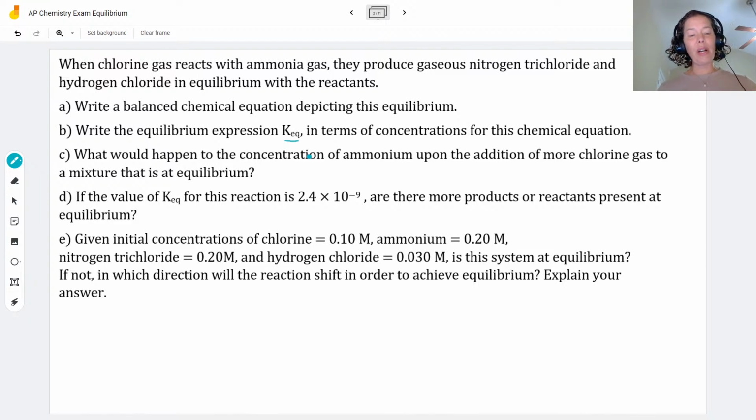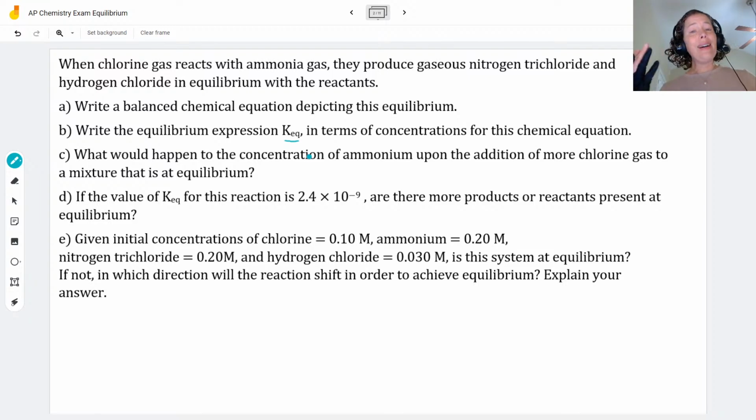And then finally, part E says, given initial concentrations of chlorine, ammonia, nitrogen chloride, and hydrogen chloride, is this system at equilibrium? If not, in which direction will the reaction shift in order to achieve equilibrium? Explain your answer. All right, so that is a lot to take in. I did give myself lots of blank space. I will have to be switching back and forth because the question is so long that I can't get the question and my work on one page. So there will be some shifting back and forth.